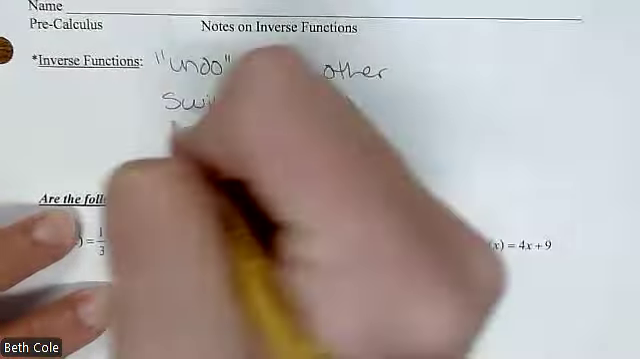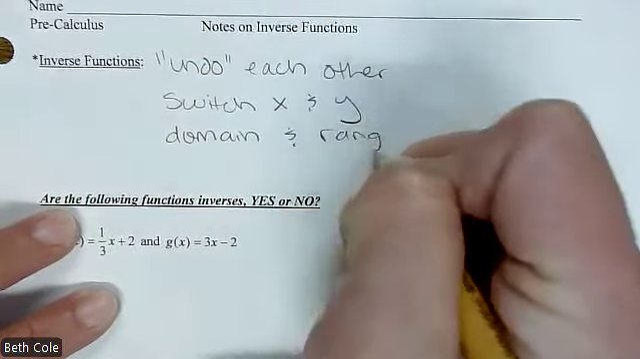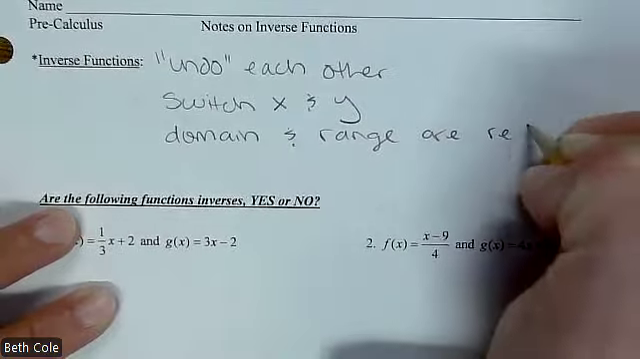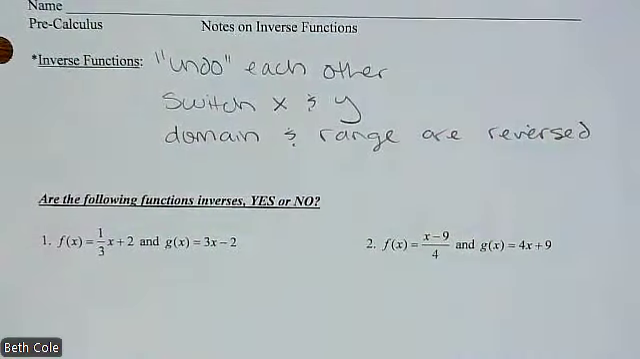So if you switch the input and the output, your domain and range are reversed. So if you get asked for the domain and range, which you will, they're just reversed. The domain of one is the range of the other, and vice versa.